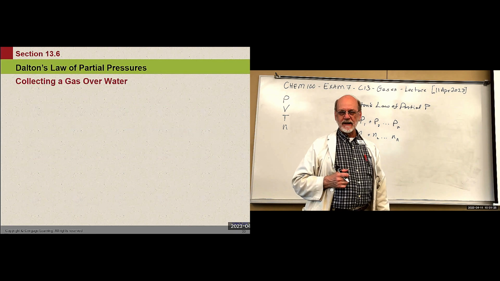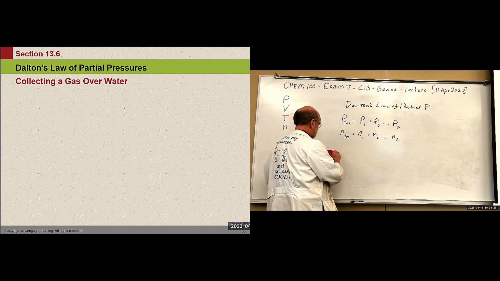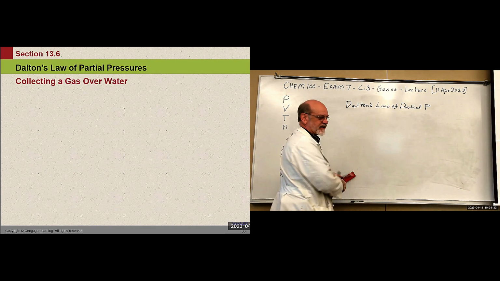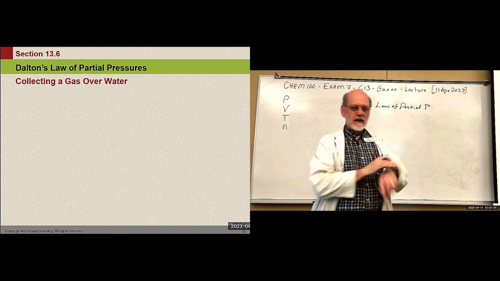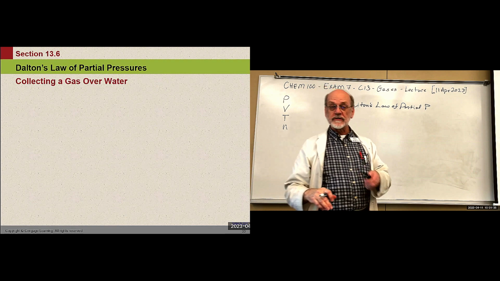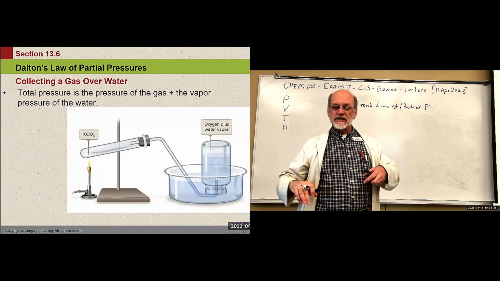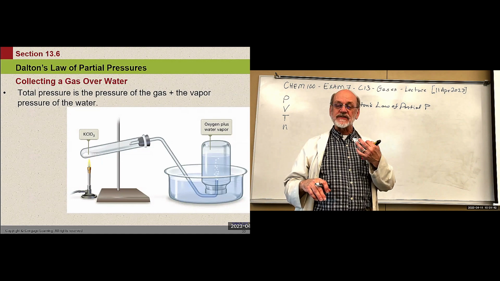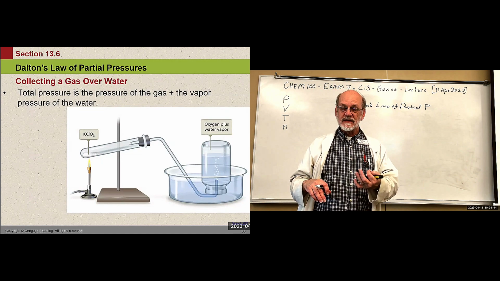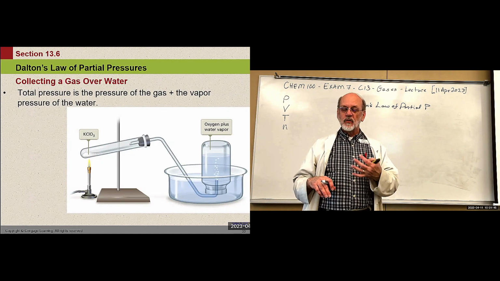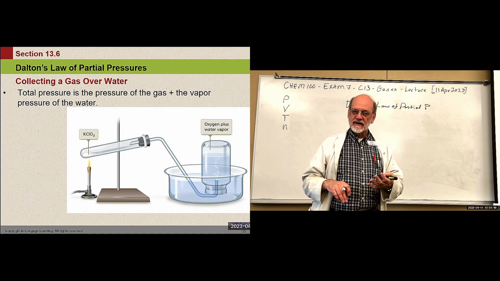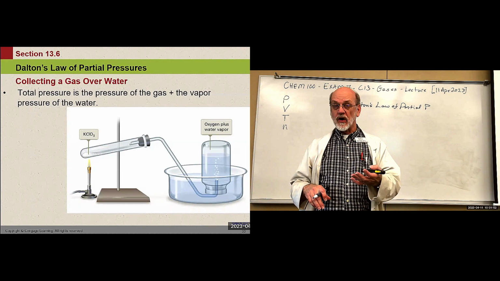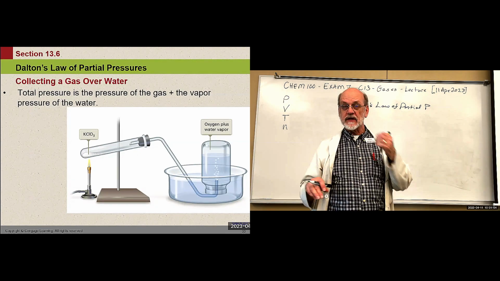Okay. So here's an example of a practical use of Dalton's law of partial pressures. If we conduct an experiment and we want to determine how much gas is produced by the reaction, we can collect the gas over water in a jar or a graduated cylinder, whatever the case may be.